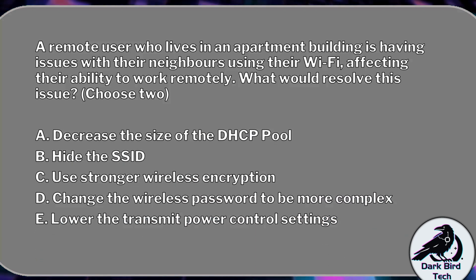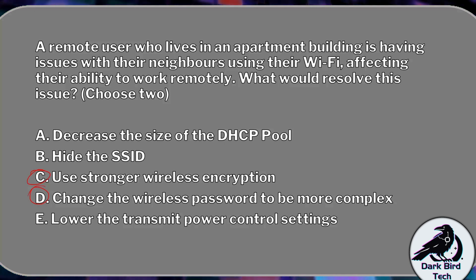Okay, so first up, we could try decreasing the size of the DHCP pool. That could work. We could hide the SSID. We could use stronger wireless encryption. I'm feeling strong about that at least being one of the 2 options. We could change the wireless password to be more complex. That would be a good idea as well. If the neighbors already know your password, changing the wireless encryption alone would probably not be enough because they could just try with the same password again after you've changed the encryption. So those 2 do feel pretty good.